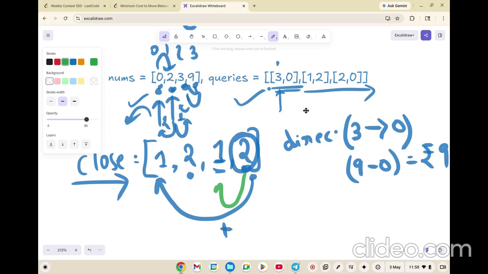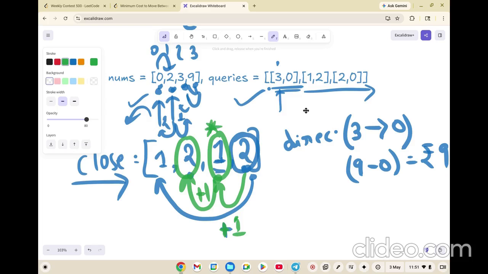Let me again change the color so that it is clear to you. So let's take red this time. You are at this position, you want to go to this position. If you look at this, the close is 2, so you can directly go to that with rupees 1. And if you look, the answer is 1 in this case.